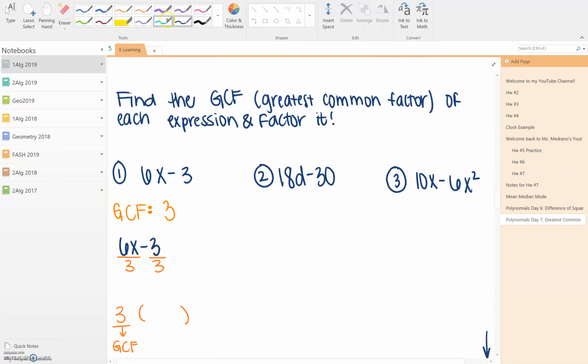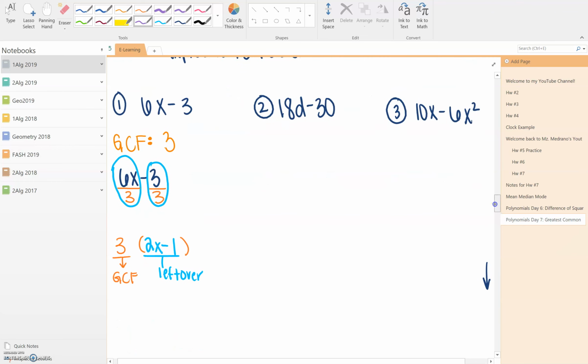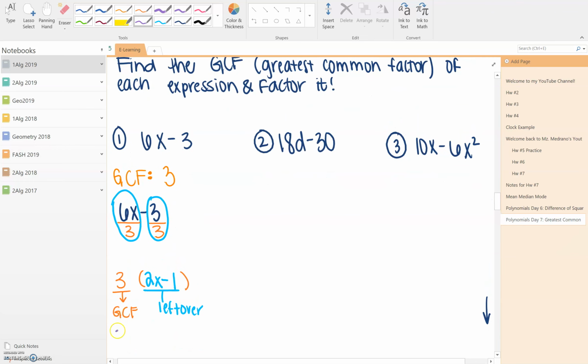So 6x divided by 3 is going to be 2x. And then 3 divided by 3 is going to be 1. So remember, this was what was left over after you took out the greatest common factor. So your final expression is 3 times 2x minus 1.